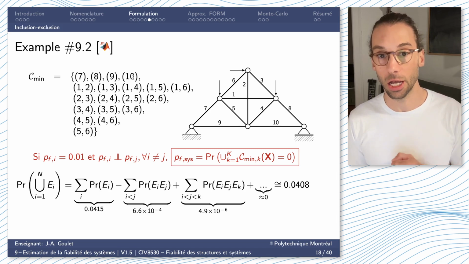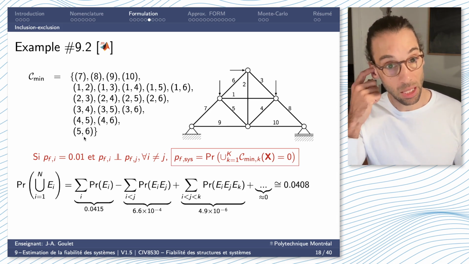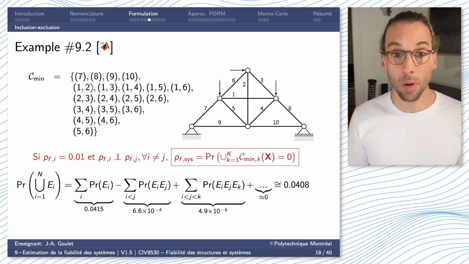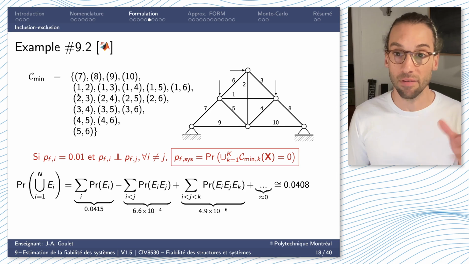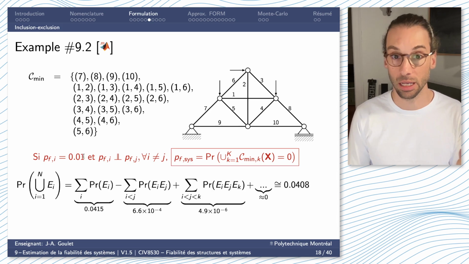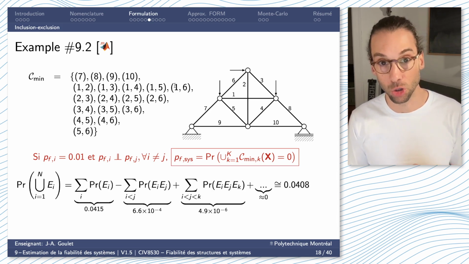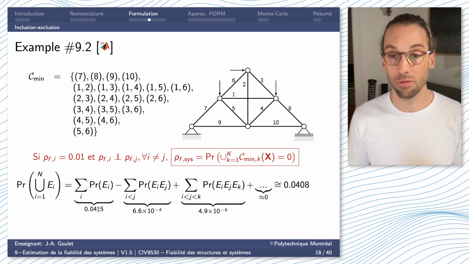For all the events containing a single failure for a single member, I'm going to have 1%. So I'm going to have 4 times 1%. Then I'm going to have all of these pairs of variables. So 5 plus 4 plus 3 plus 2 plus 1 times the probability of having 2 bars failing simultaneously. If we assume that they are independent, the probability of having 2 bars failing simultaneously is going to be 1% times 1% times the number of terms where I have 2 bars failing simultaneously. So this first term is going to give me 0.04.